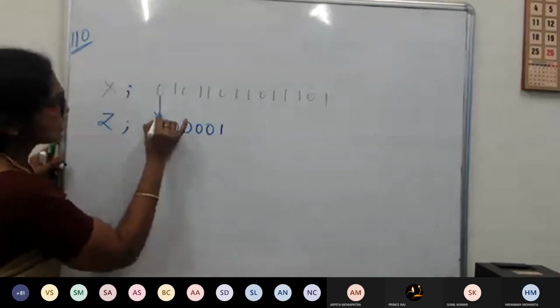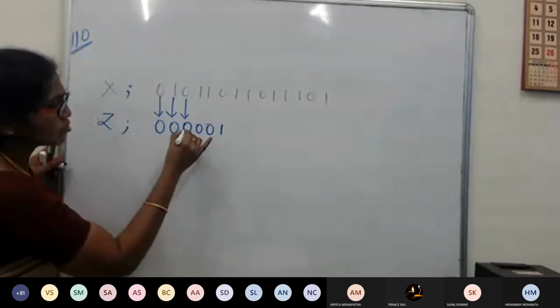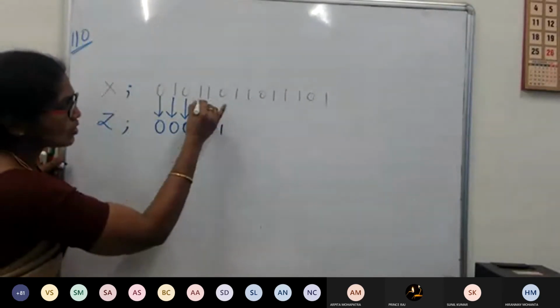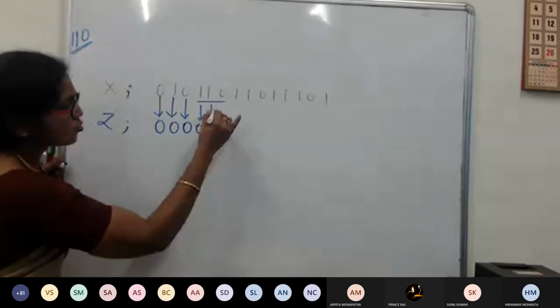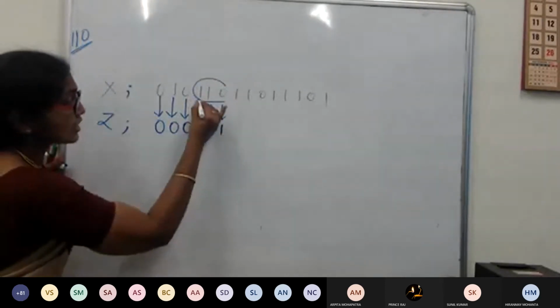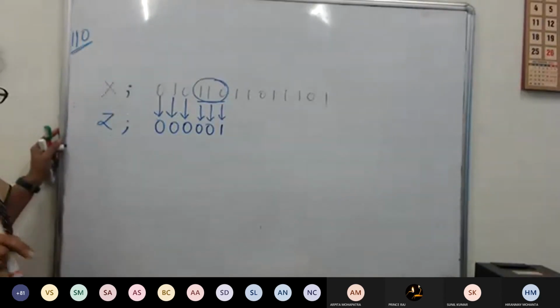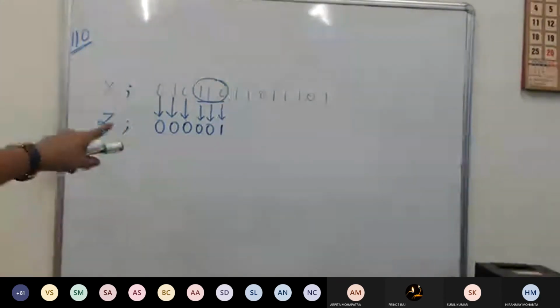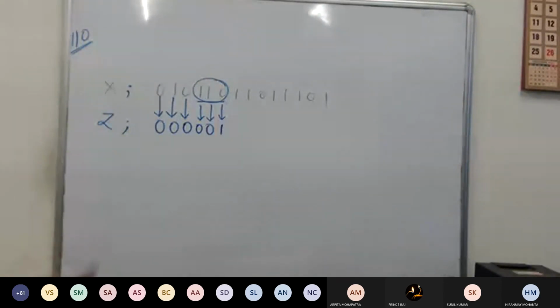Just see. At this level, it is 0. At this level, it is 0. At this level, output will give 0. Next, this is the next sequence started. At this point, the output is 1. Why? Because it has detected 110, which is our prescribed sequence. Are you able to understand why that is showing 1? Yes, ma'am. Is that okay?